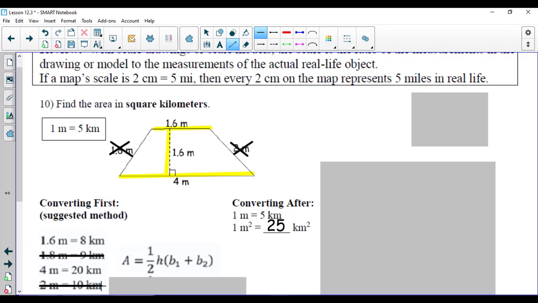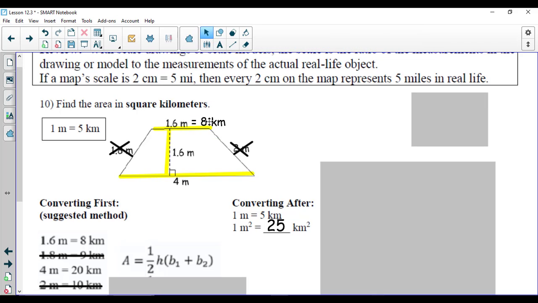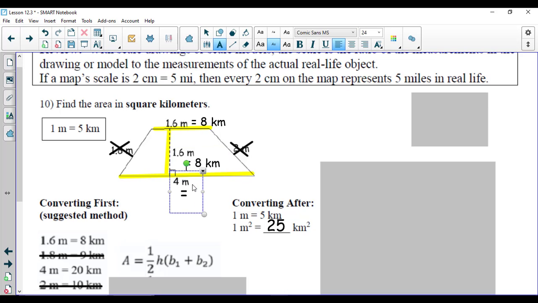I did find all of them just to convert each of those measurements. But what you might want to do is just put next to this, the 1.6 meters is equal to 8 kilometers. I'm just going to go ahead and copy and paste that. This side right here is also 8 kilometers, our height. And then our 4 meters is equivalent to 20 kilometers. It's not a bad idea. You can even cross them out and write them next to it if you want.